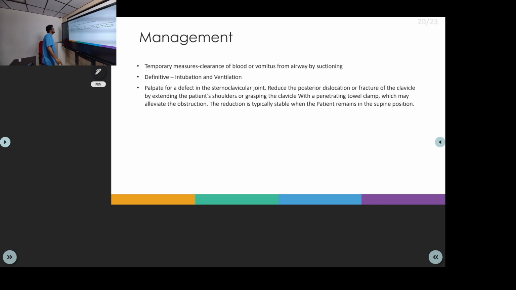So here the management is that temporarily we have to clear the blood or vomitus from the airway by suctioning, as there can be aspiration. The definitive management is intubation and ventilation of the patient. And if this occurs due to dislocation of the clavicle, we can palpate for the defect in the sternoclavicular joint and reduce the dislocation or the fracture of the clavicle.